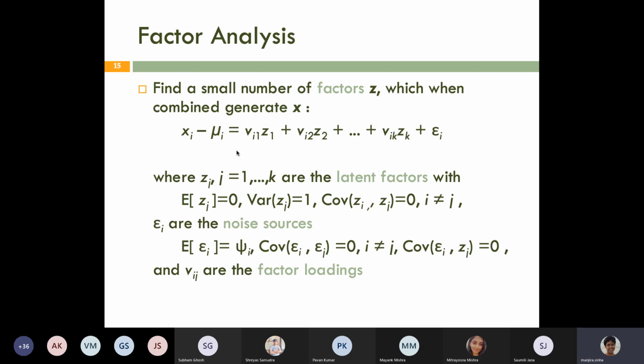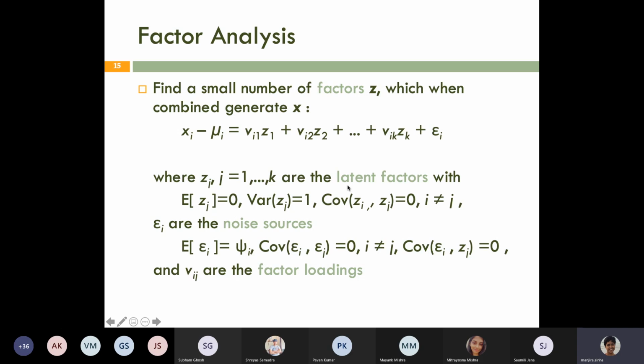So in factor analysis, we assume my X is made up of some latent factors which we call Z. We try to find a small number of factors Z which when combined will generate X. Very intuitively, say X is my d-dimensional feature vector, and this d-dimensional vector is actually a combination of k latent factors. If I represent x minus mu, centering around the mean, it will be a linear combination of v_i1 z1, v_i2 z2, up to v_ik zk, so a linear combination of the k latent factors plus some epsilon, where these z_i's are the latent factors.